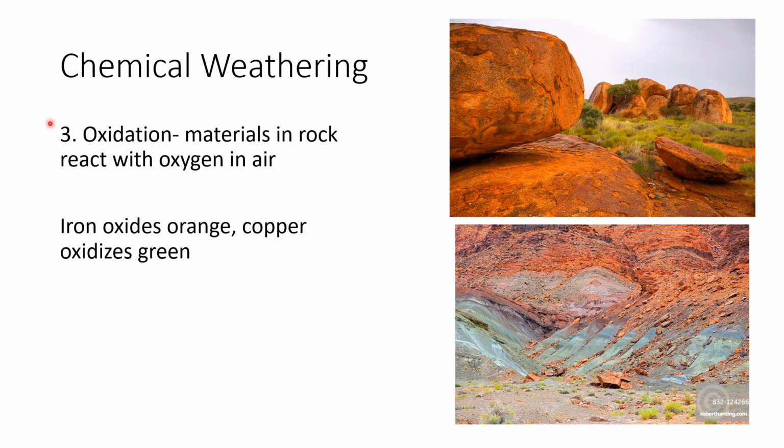Next type of chemical weathering we have is called oxidation. This is when materials in rock are reacting with oxygen in the air. You're familiar with this with rust. Iron, when it oxidizes, when it mixes with oxygen, will turn a kind of orange color, like is going on in this rock. Another common one we see on roadsides in Montana is copper. When copper reacts with oxygen, when copper oxidizes, it will turn this green color. So the actual minerals inside of the rock are undergoing a chemical reaction with oxygen, and that's changing their color.